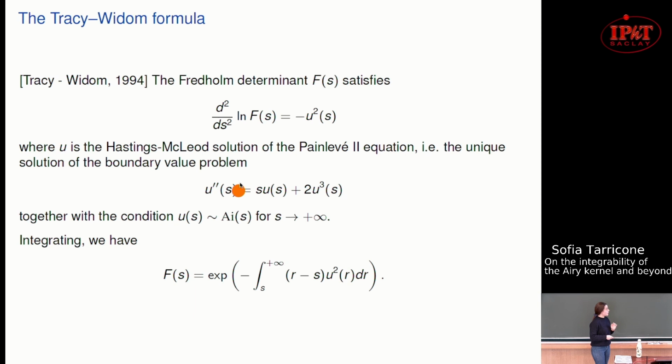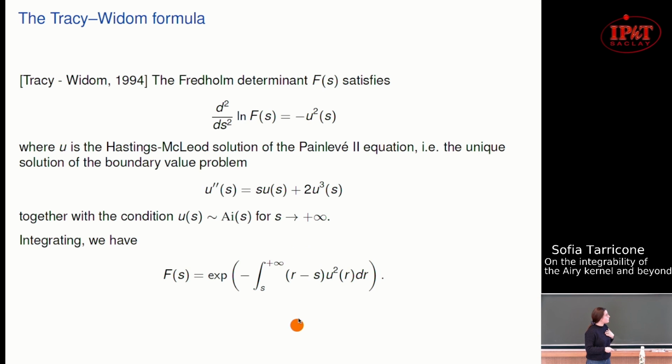Hastings and McLeod proved that such a boundary value problem has a unique solution, and the solution is called, by their names, the Hastings-McLeod solution of this PII equation. And thanks to the properties of u of s, you finally get, by integrating, an expression for F of s, that is then also called the Tracy-Widom distribution, thanks to this characterization of the Fredholm determinant F of s in terms of such a function u.